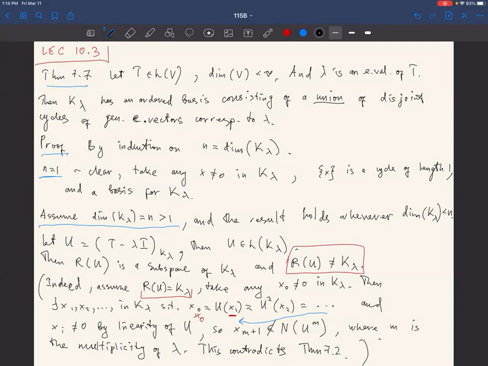Well, let me write it on a new page. So the conclusion of this is that the dimension of the range of U is strictly less than the dimension of K lambda, which is n. Again, we know that the dimensions of the generalized eigenspaces K lambda are just the multiplicity of the eigenvalue lambda. So we get that the dimension is smaller. This looks promising because we're trying to use the inductive assumption. So we found some subspace which seems to be related to the question, and it has a smaller dimension.